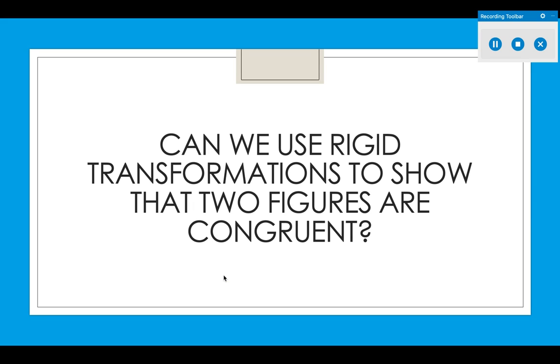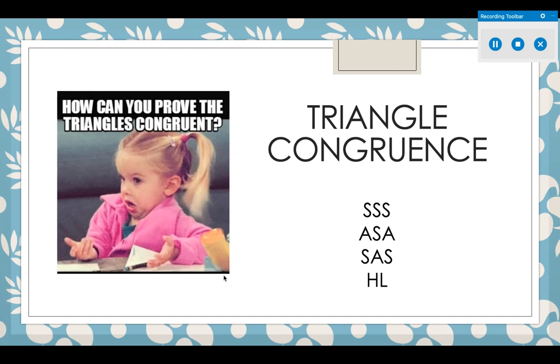So can we use rigid transformations to show that two figures are congruent? Well, yes, because rigid transformations preserve angles and sides. So now we're going to talk about triangle congruence. How exactly do you prove that two triangles are congruent? Well, I'm going to show you about 4 methods you can use today.